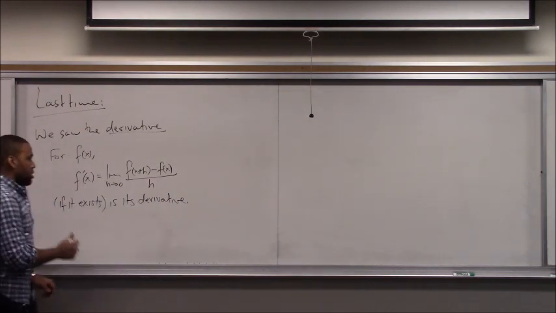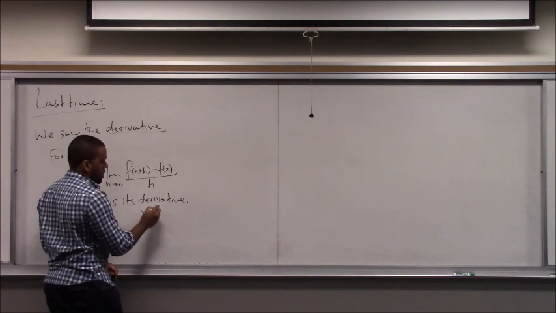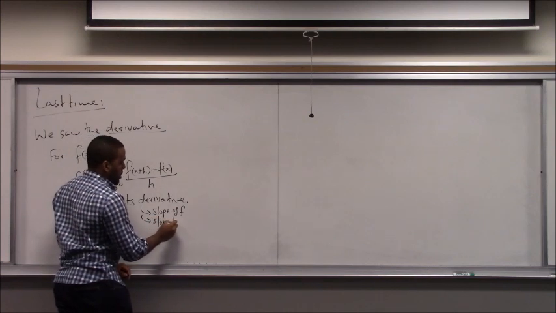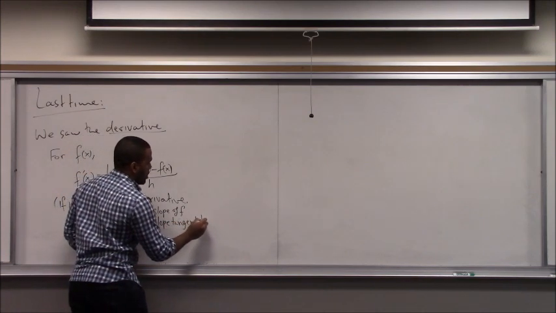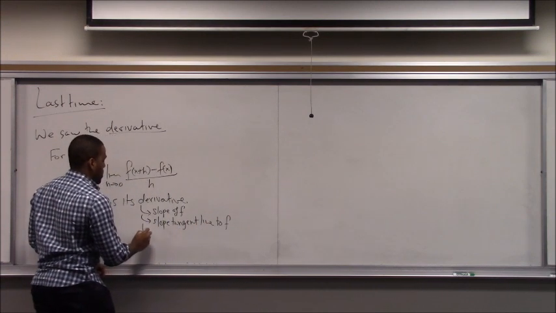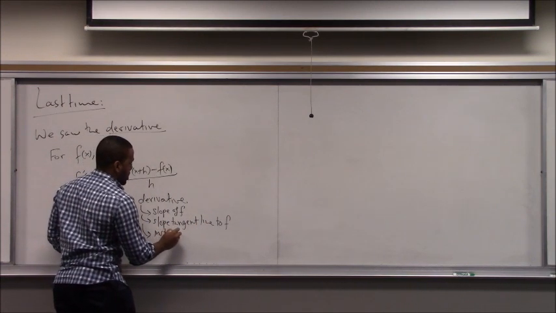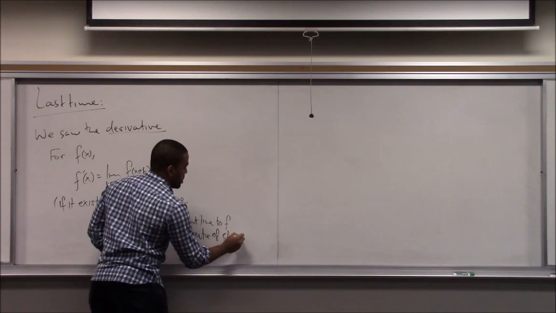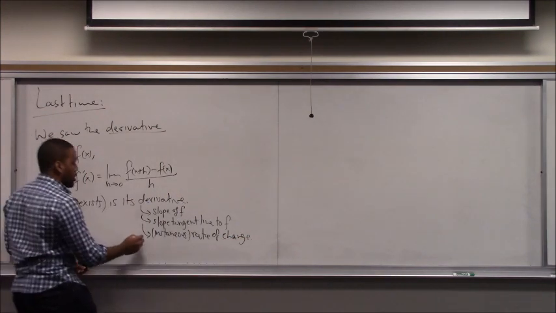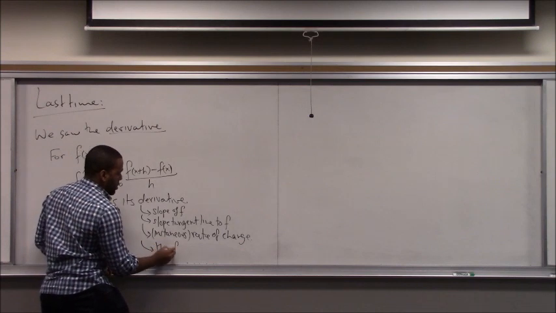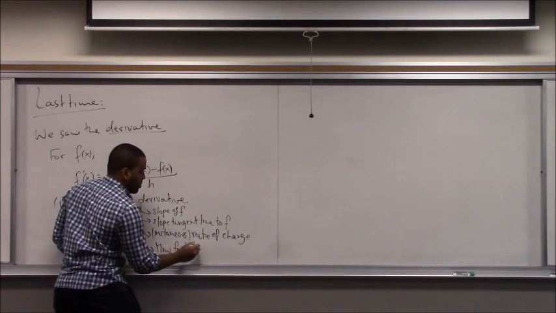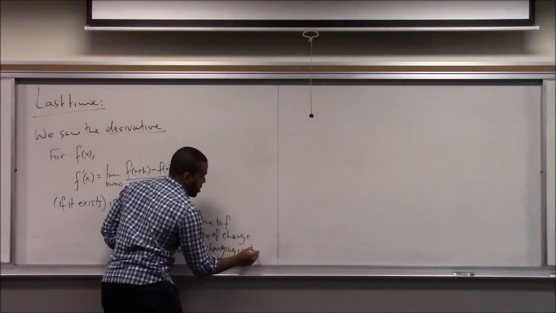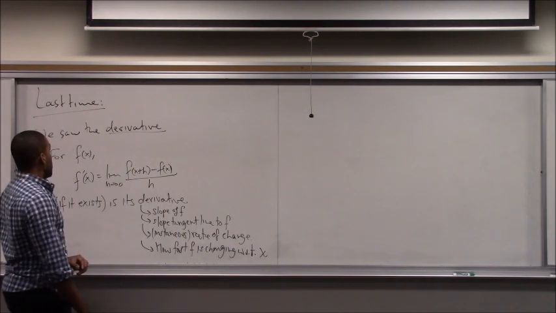And we saw that it meant several things. This gave us the slope of the function. It also spoke about the slope of the tangent lines of the function. We saw that it was the instantaneous rate of change. That's how we developed it. We wanted to find the speed at which f was changing at a particular point, how fast f is changing with respect to x. So that was the derivative.